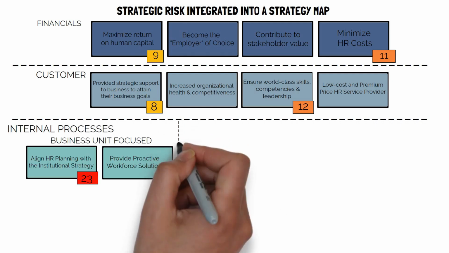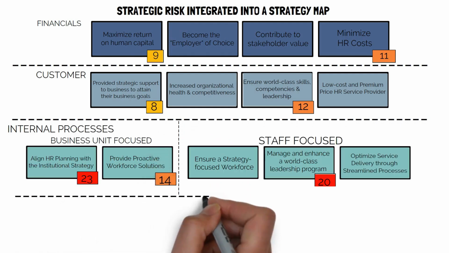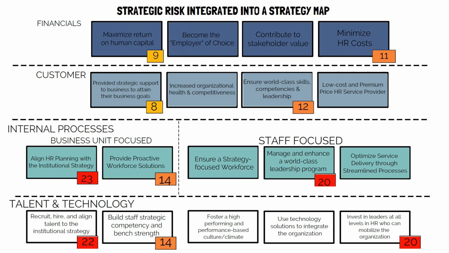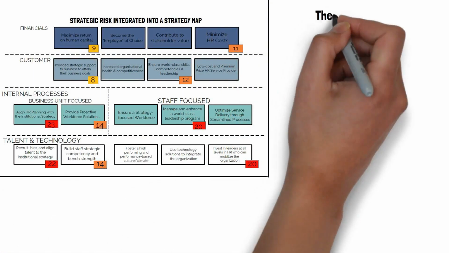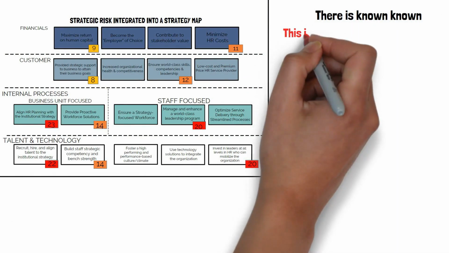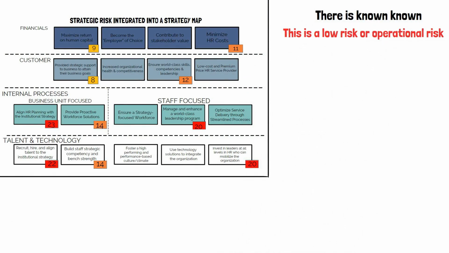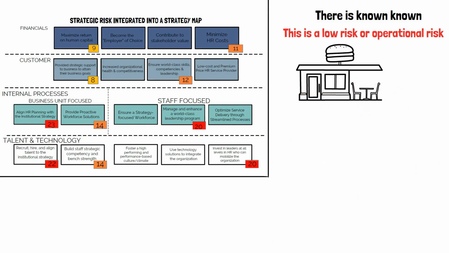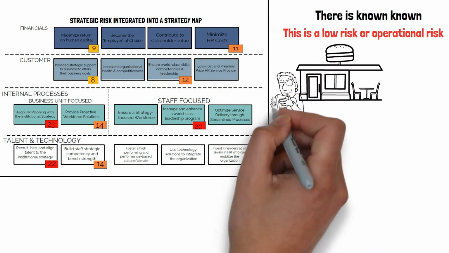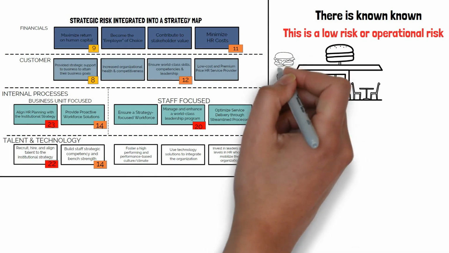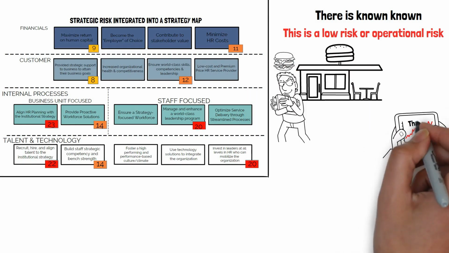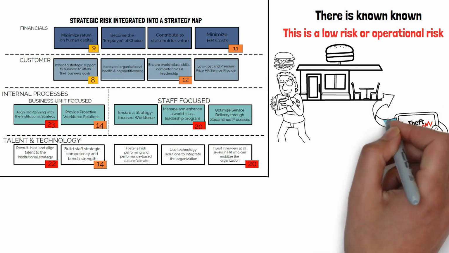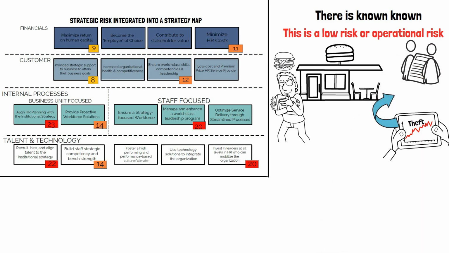Before I fully explain how to examine the risk, let me anchor you in the meaning of the three categories of risk in an organization. There are three categories of risk. There is known. This is a low risk or operational risk. For example, if the company is a fast food restaurant, the question of risk should be, is there a potential that the workers may steal food and supplies? Yes, there is a high risk of this occurring. Since we know, this category of risk should be covered in HR policies.